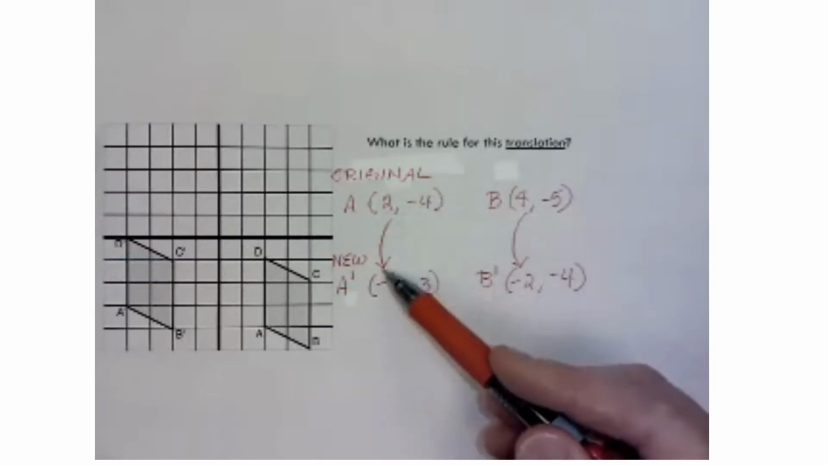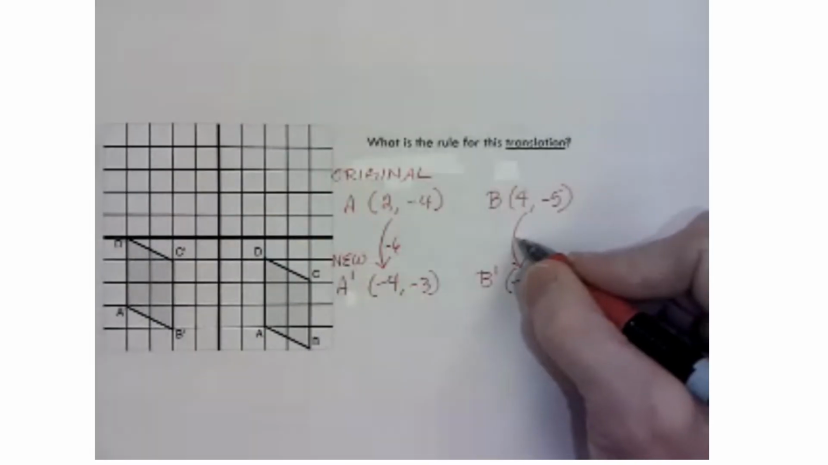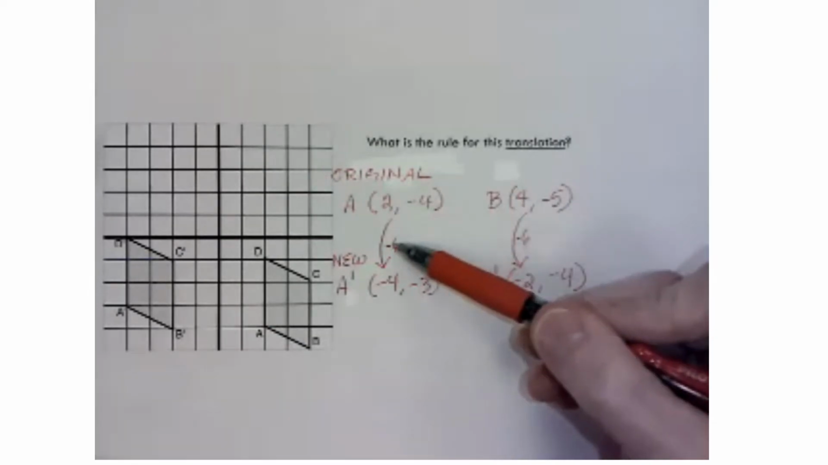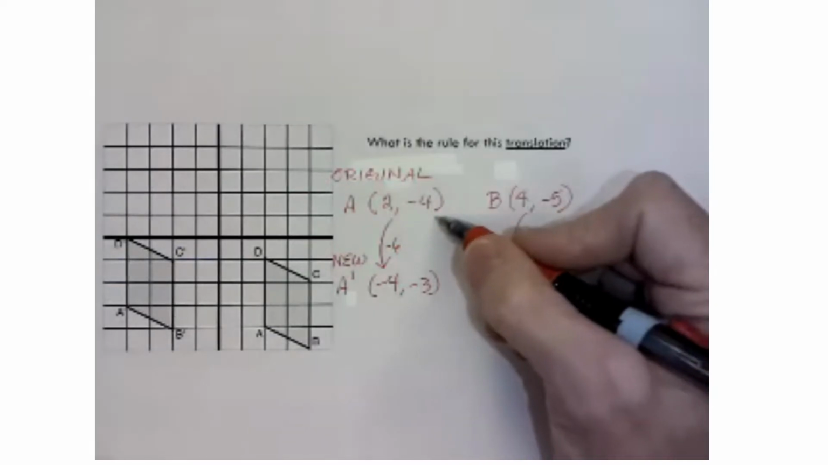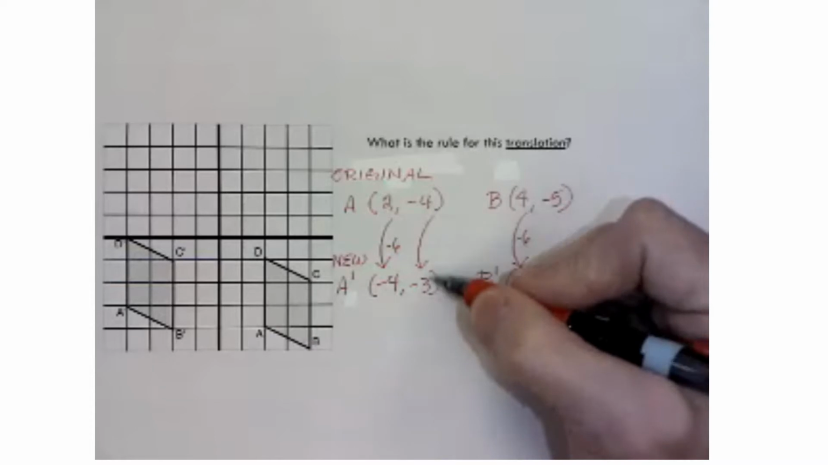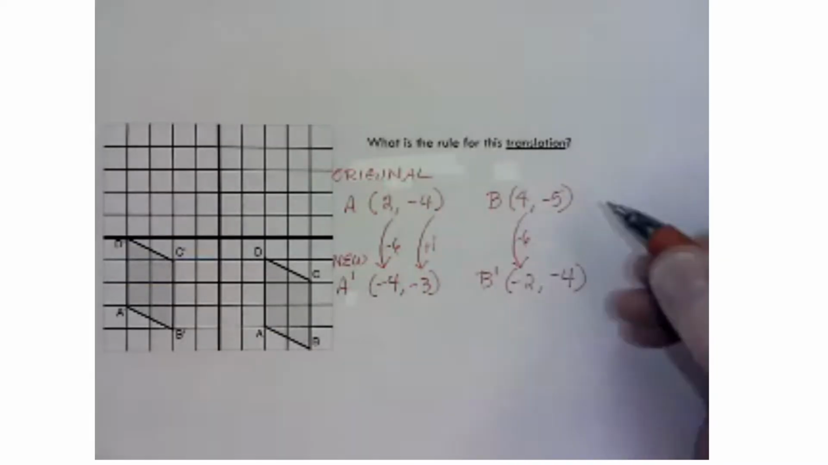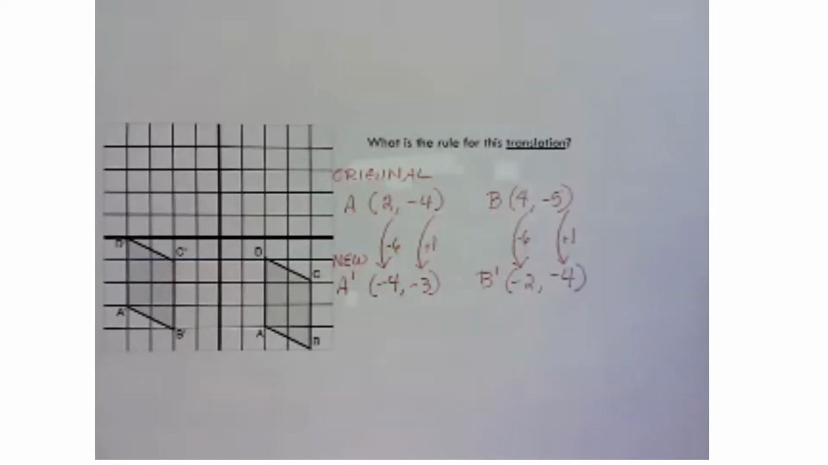Well, to get from 2 to -4, I had to subtract 6. Does that work here? Yes, it does. 4 minus 6 is -2, and 2 minus 6 is -4. Now, for our y coordinate, we got from -4 to -3. That means I would have had to add 1, and to get from -5 to -4, did I add 1? Yes, I did.